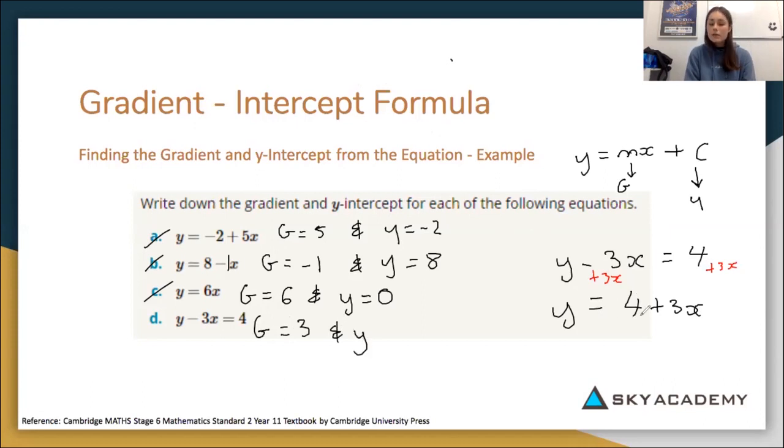As you can tell from these questions, the formula for a straight line is not always written in the gradient intercept form. If it's not written in the gradient intercept form, you will have to rearrange it so that it is, so you can associate which one is which.